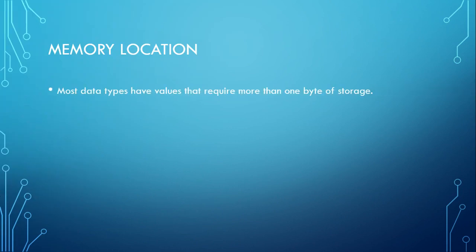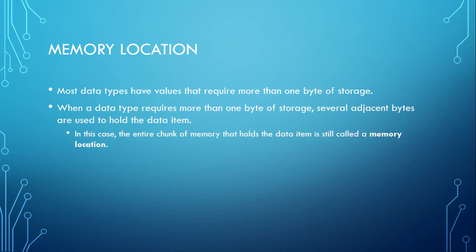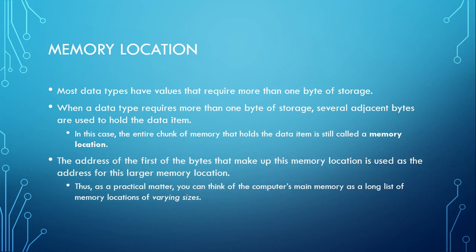Memory location. Most data types have values that require more than 1 byte of storage. When a data type requires more than 1 byte of storage, several adjacent bytes are used to hold the data item. In this case, the entire chunk of memory that holds the data item is still called a memory location. The address of the first of the bytes that make up this memory location is used as the address for the larger memory location. Thus, as a practical matter, you can think of the computer's main memory as a long list of memory locations of varying sizes.